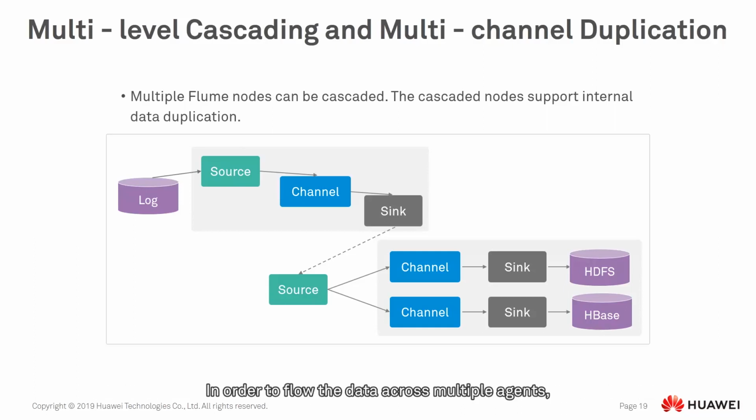In order to flow the data across multiple agents, the sink of the previous agent and source of the current agent need to be Avro type, with the sink pointing to the host name or IP address and port of the source.